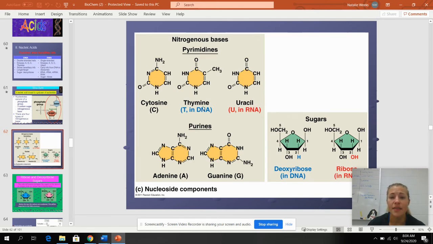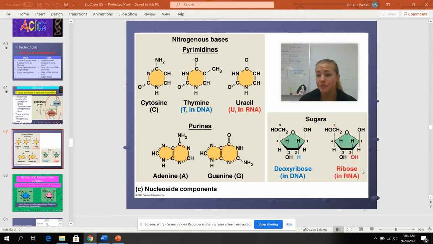So cytosine, thymine, and uracil, and we see nitrogenous base. We see the nitrogen groups in there. I see an amine group. I see a methyl group. I see a C double bond to an O. So that is either our aldehyde or a ketone, depending on where it is. Down below, we have our purines, which are double ring. Okay. Over on the side, we have our sugars, deoxyribose versus ribose.